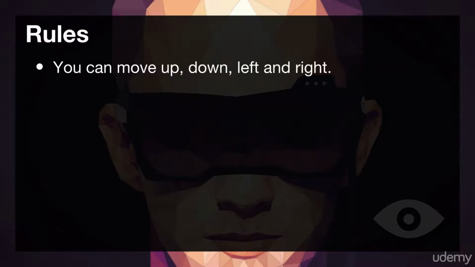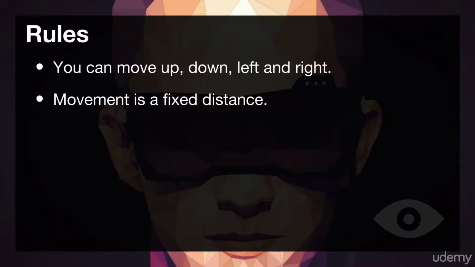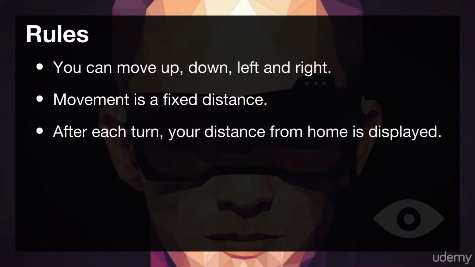Now, how does that work? What are the rules? Well, you can move up, down, left, and right. Those are your interactions with the game. Your movement is by a fixed distance, so you can hop, say, 1 meter up, or 1 meter down, or 1 meter left, or 1 meter right. And then after each turn, your distance from home is displayed. We're going to be using something called the console, but you'll see that in a minute.